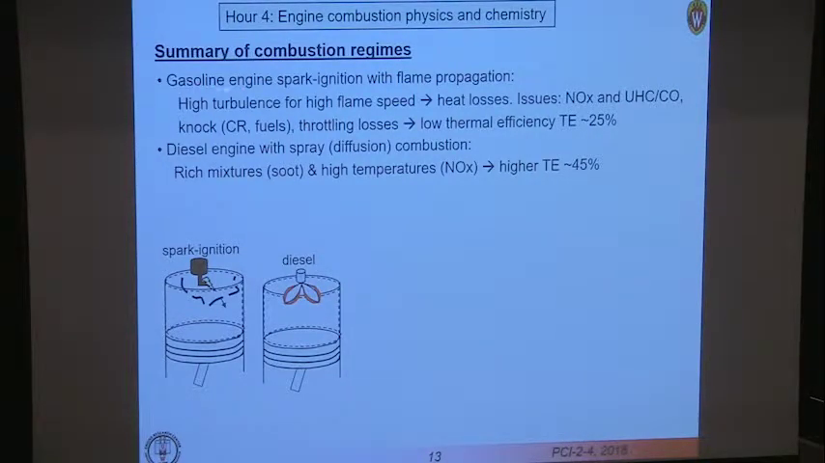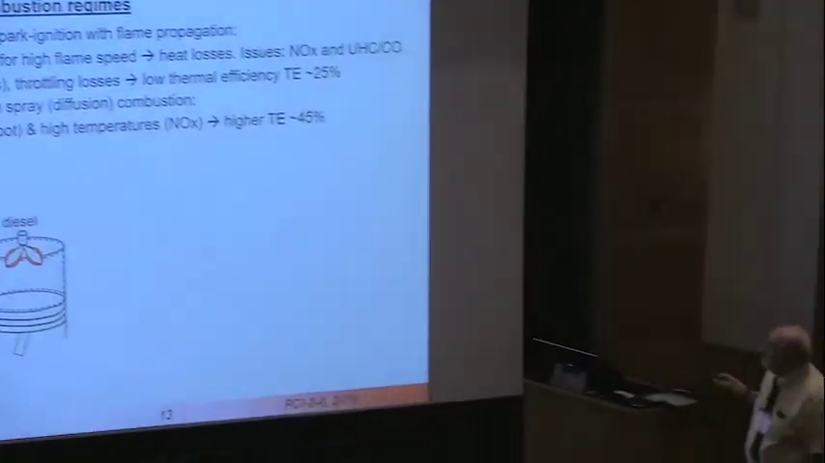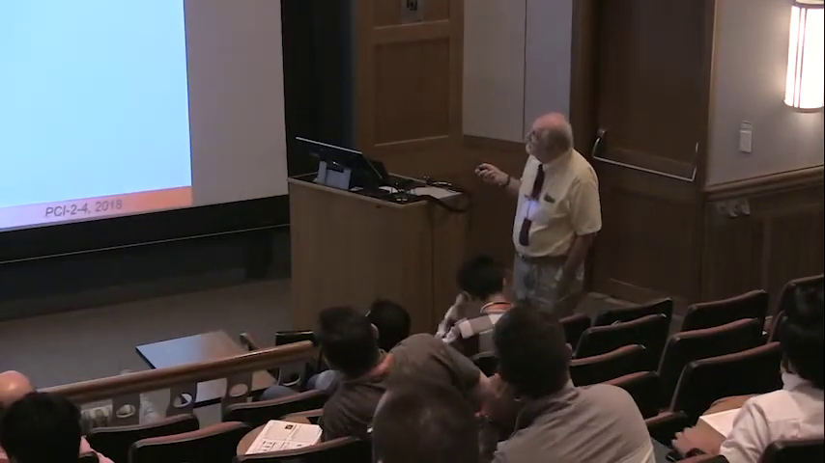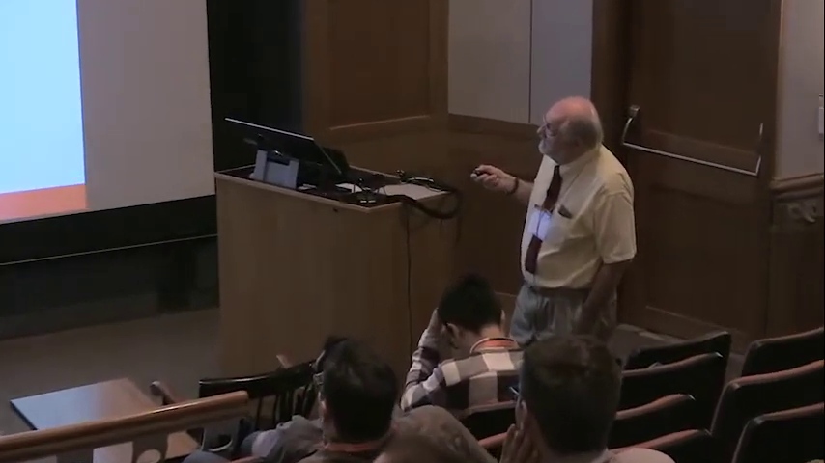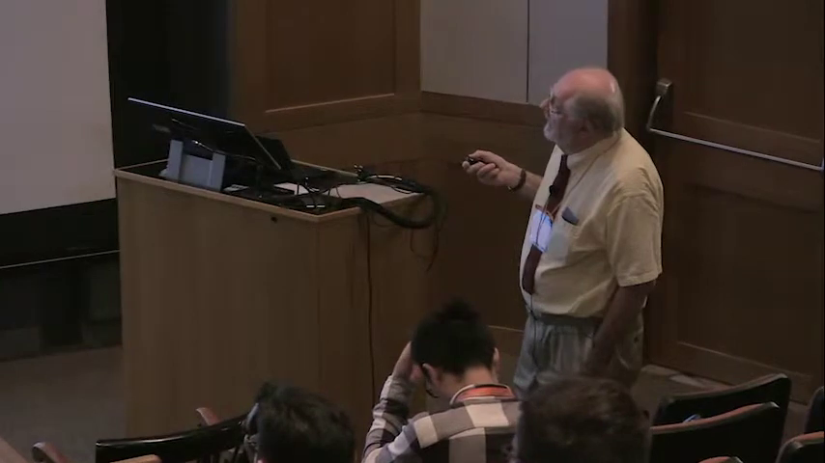So, summary. Gasoline engines require spark ignition. The fuel is designed to prevent auto ignition, so we want high octane number fuels. In order to get fast flame propagation, we need turbulence. There's a kind of downside to having turbulence, as you probably know from your heat transfer studies, right? The more turbulence you have, the higher the heat losses. So that's a negative associated with having high turbulence engines.